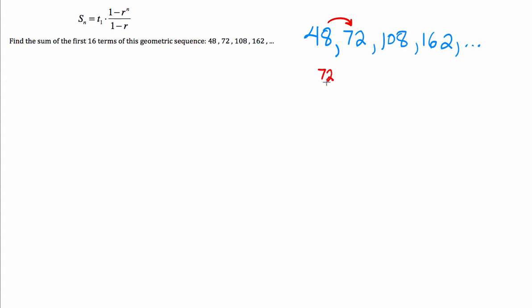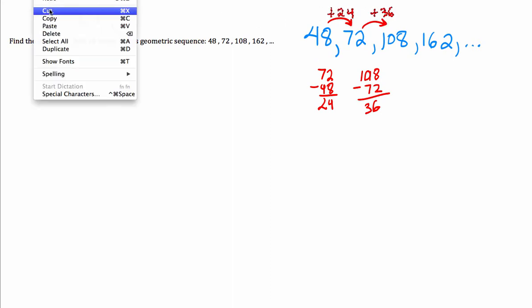So let's check that out. 72 minus 48 is 24. So it looks like we might be able to jump from term to term by adding 24. But if we try that for the second term, 108 minus 72 is 36, and we see that we'd have to this time add 36 to get from the second to the third term. So what that tells us is that this is not an arithmetic series.